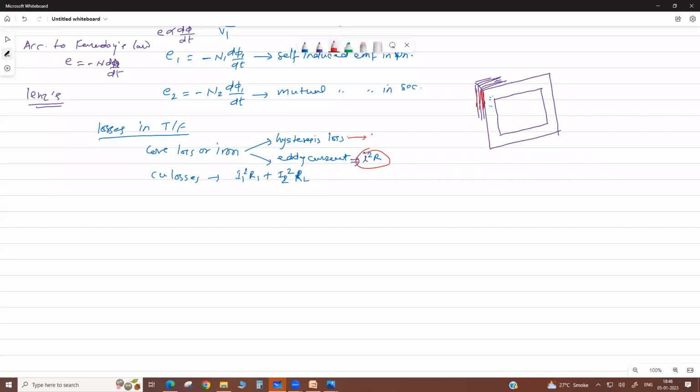means high permeability core material, like CRGO, cold rolled grain oriented silicon steel core, laminated core. It is easily magnetized and demagnetized. We use soft magnetic material. A very good magnetic material is ferrite material. Correct. So these are the losses.